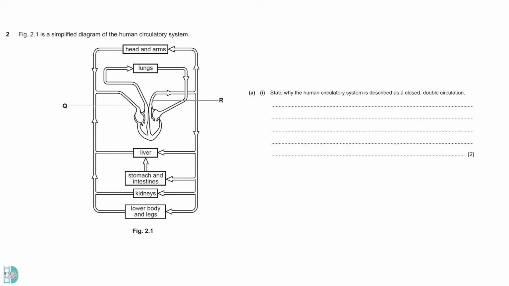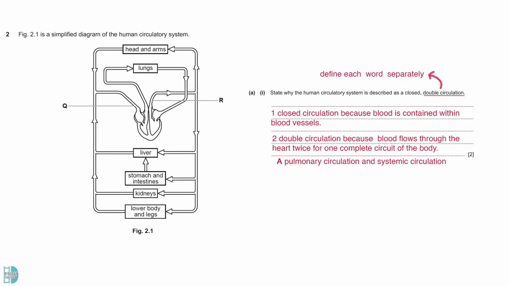In question number 2, you have a diagram of the human circulatory system. A1, state why the human circulatory system is described as a closed double circulation. When you want to define a term made up by two words, you should define each of the words separately. So the best thing to do is to make a sentence for each of the words here. Closed circulation is because blood is contained within blood vessels. Double circulation is because blood flows through the heart twice for one complete circuit of the body.